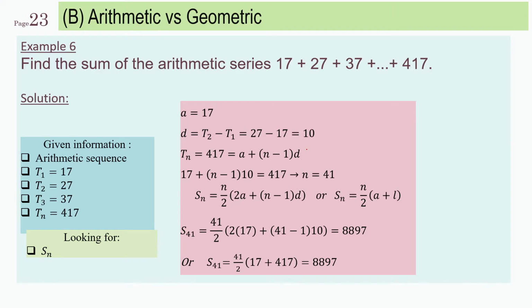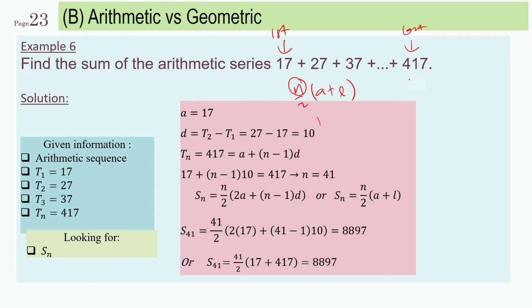Find the sum of the arithmetic series. The first term is 17, the last term is 417. So I can tell you this one is the first one, this one is the last one. Then you already say bingo, I can use the formula n over 2 (a plus l). But unfortunately, what is your n? So what we need to do is find our n.